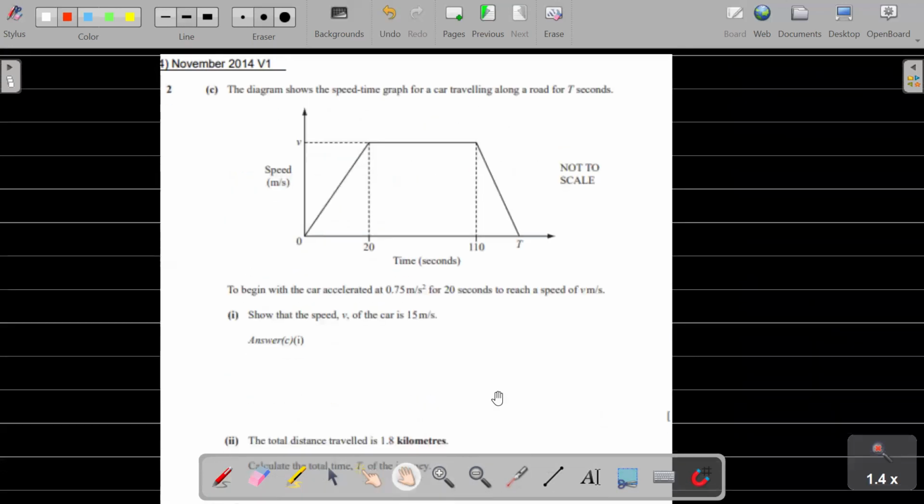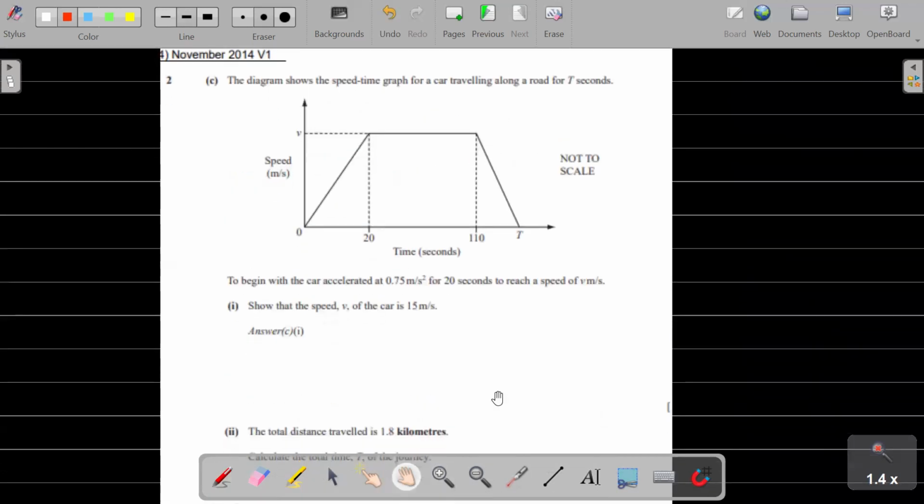All right. Now what is it saying? The diagram shows the speed time graph for a car traveling along a road for t seconds. Okay, to begin with, the car accelerated at 0.75 meter per second squared for 20 seconds to reach a speed of v meter per second. All right. Okay, then it says show that the speed v of the car is 15 meter per second. Okay, speed time graph is given. This is a kind of type 2 question.